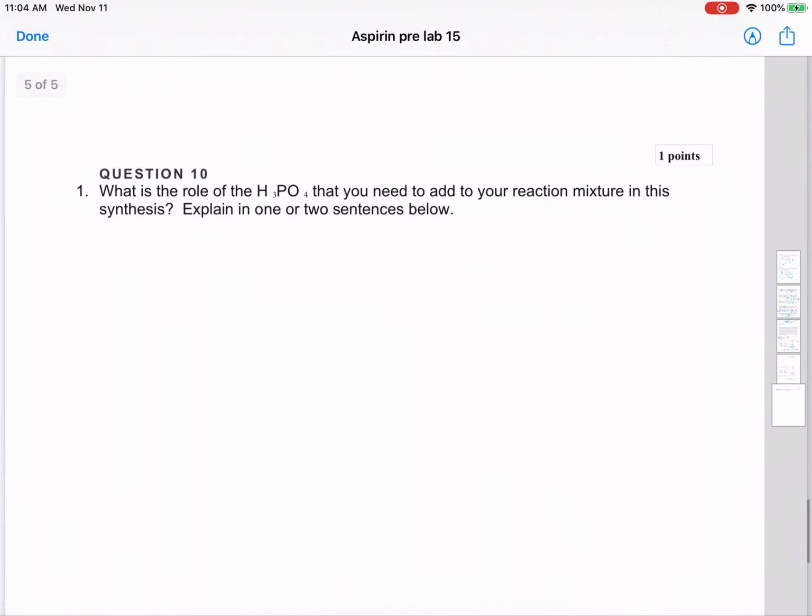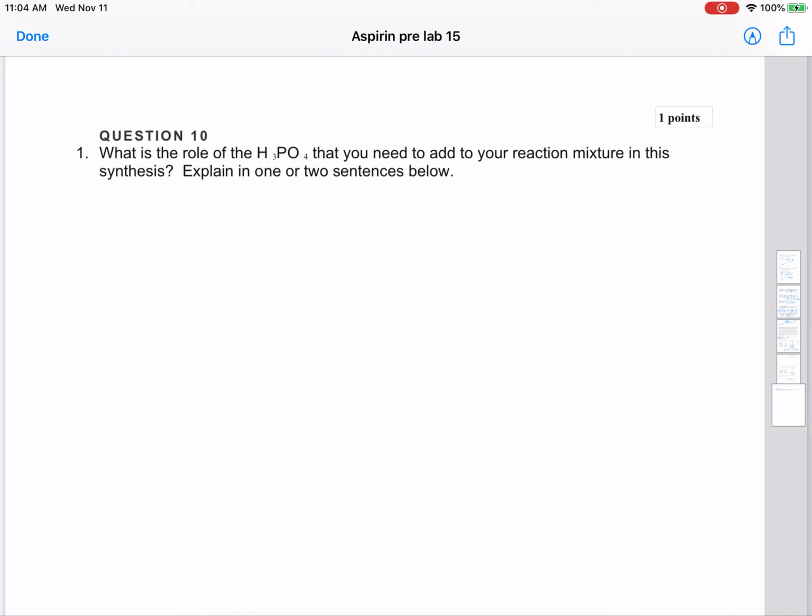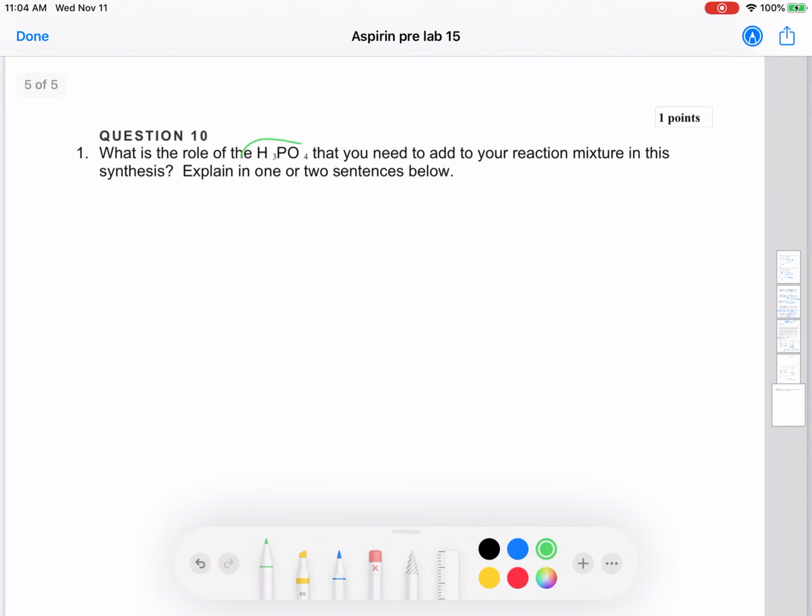And question 10, what is the role of the phosphoric acid? Normally we have to add acid like this, and the purpose of H3PO4 is that it serves as the catalyst to increase the rate of the reaction.